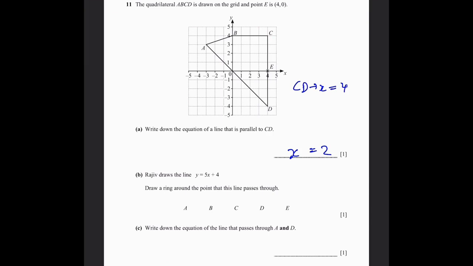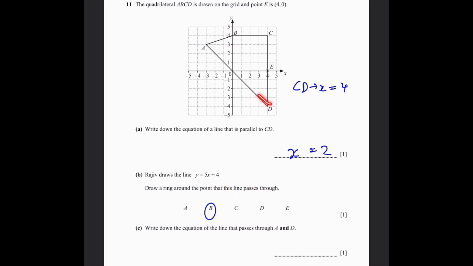B. Rajiv draws the line y equals 5x plus 4. Draw a ring around the point this line passes through: A, B, C, D, or E. The answer is actually B. Why? Because B is equal to (0, 4), and that is just the y-intercept of the line, because the c is equal to 4 and the y-intercept is 4, which means (0, 4), so it passes through that point, which is just B.